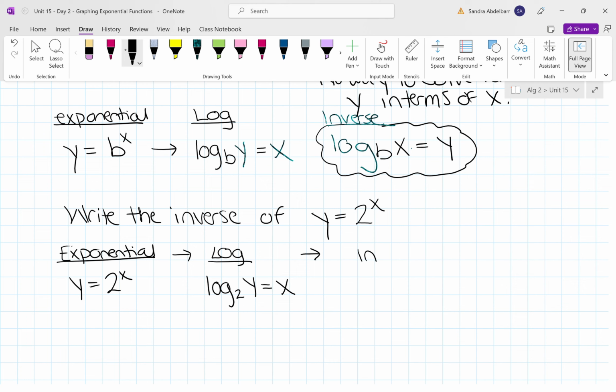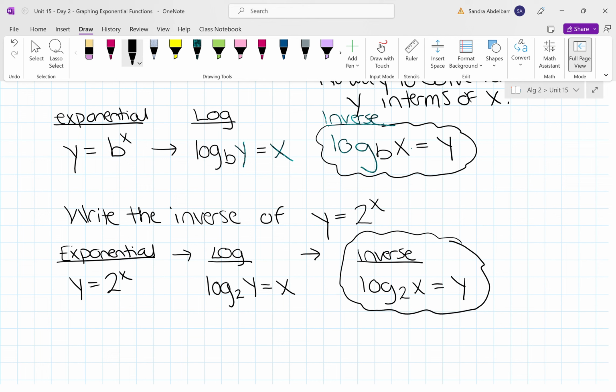Now let's go to our inverse. What do we do for the inverse? Switch x and y, then solve for y. So now we're going to switch x and y. So log base 2 of x equals y. Then we solve for y. Is y already solved for? Yes. So we've now come up with our inverse.